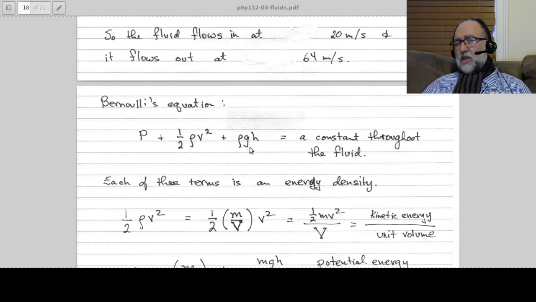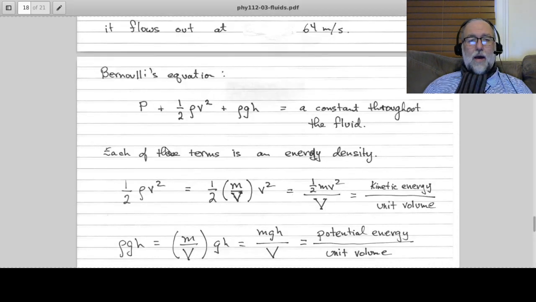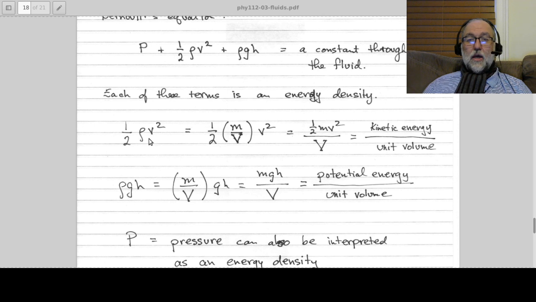But now it's rho gh and not mgh. And you go, well, what's going on here? This looks like a kinetic energy. That looks like a potential energy due to gravity. And then there's this other P, okay, the pressure. What is that? And so if you take a look at each of these terms, you'll actually see that they're an energy density. And what that means is an energy per unit volume. Okay, so you take a look at the 1/2 rho v squared. Remember that rho is density, and that's mass divided by volume.